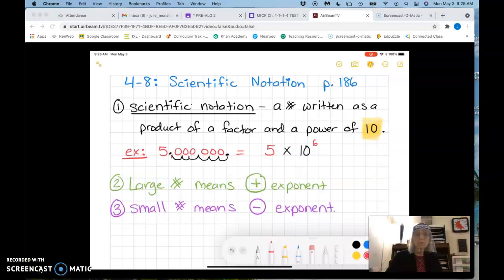So 2 more rules that we need to remember: if you have a very large number, you're going to have a positive exponent. If you have a very small number, which means a decimal with lots of zeros, you're going to have a negative exponent. Let's do a few more examples.